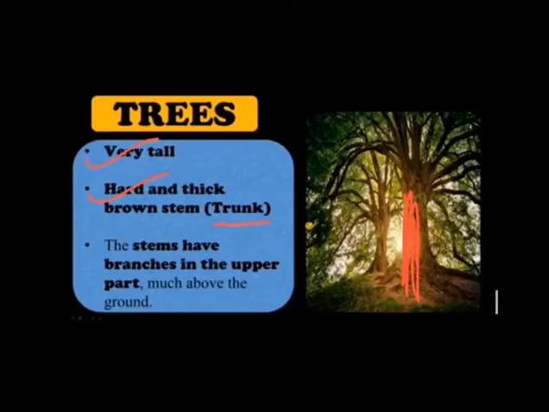The stems have branches in the upper part, much above the ground. You can see here also, this is much above the ground. Whereas in shrubs, they are near the ground, or near the base, right? So in trees, the stems have the branches much above the ground. So these are the trees.